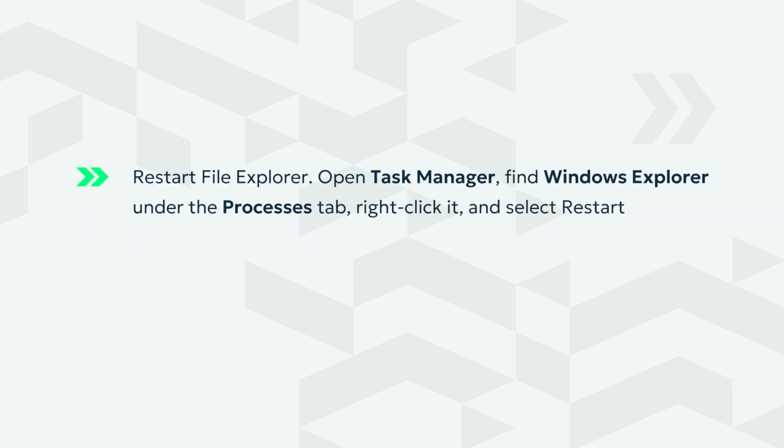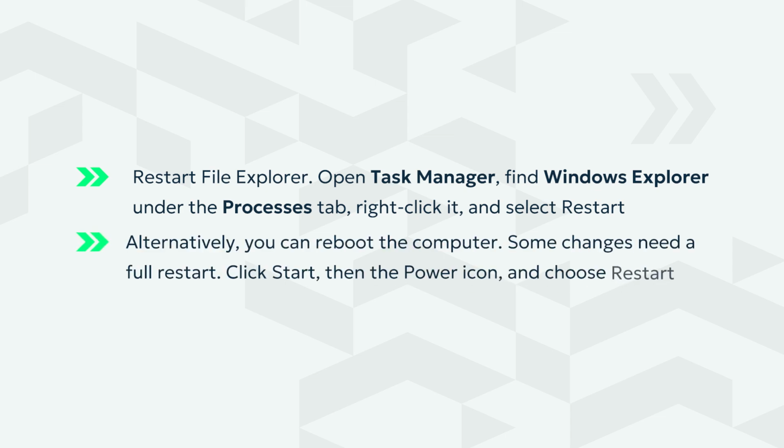Restart File Explorer. Open Task Manager, find Windows Explorer under the Processes tab, right-click it, and select Restart. Alternatively, you can reboot the computer. Some changes need a full restart. Click Start, then the power icon, and choose Restart.